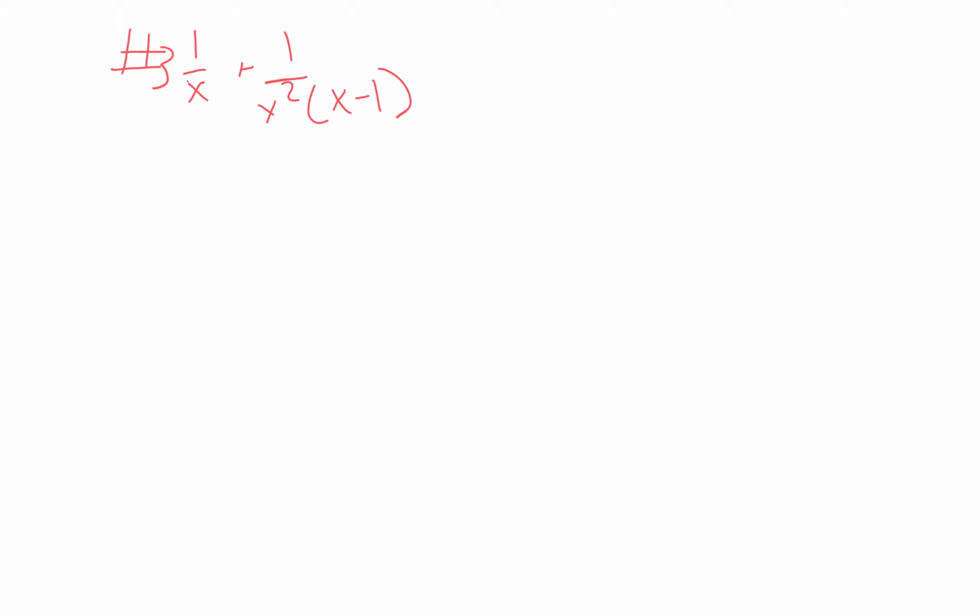So first you're going to simplify 1 over x plus 1 over x squared minus x. And then you're going to get 1 over x plus 1 over x parentheses x minus 1. Next you're going to find the least common denominator, which is x in parentheses x minus 1.